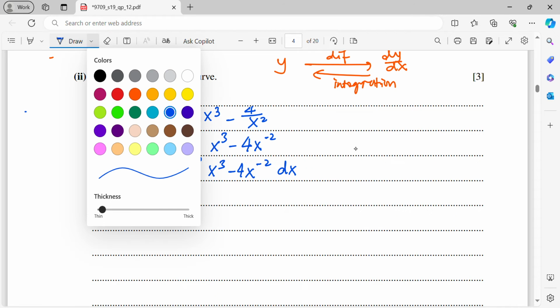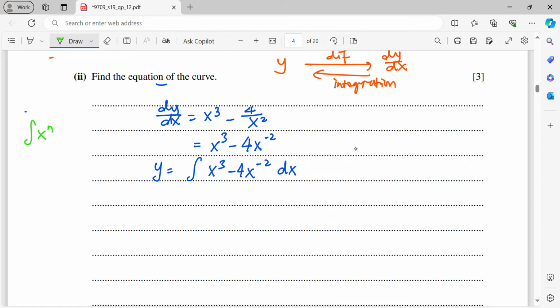And now for your information, to integrate x to the power n dx, the formula is x to the power of n plus 1 over n plus 1, then plus c. And this formula is valid when n is not minus 1. Otherwise, the denominator will be 0. So now here, I will get x to the power 4 over 4 minus 4. Now, x to the power negative 2. When you add 1 to negative 2, that is minus 1. Then over the new power, followed by plus c.